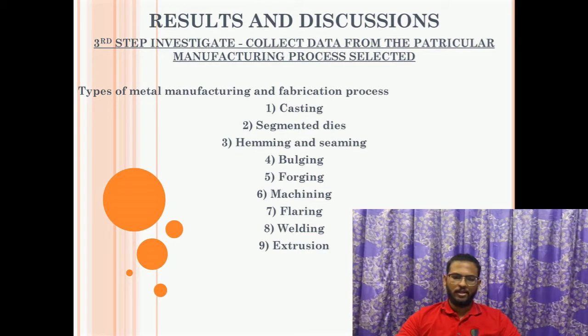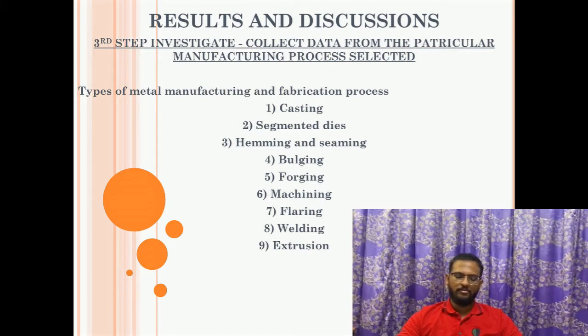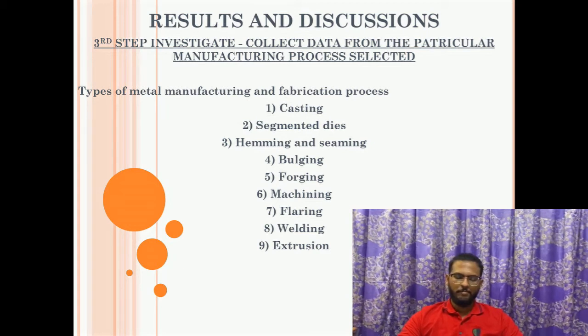The next one is forging. Forging uses compressive force to shape metal. A hammer or die strikes the metal workpiece until the desired shape is formed. This process can be done with the metal at room temperature.